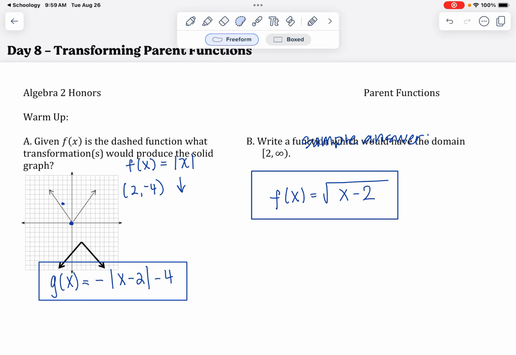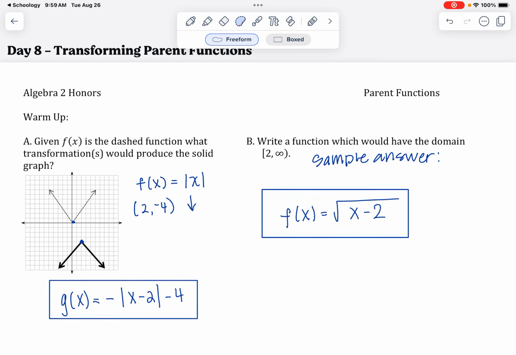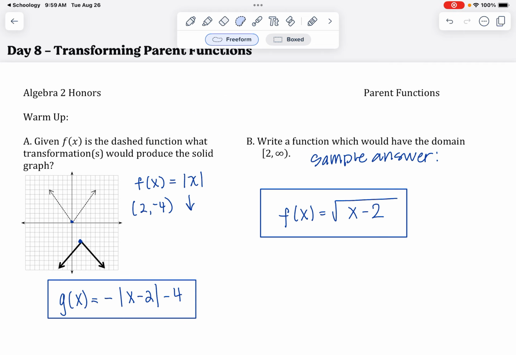All right, so here are my answers. I was like, where did those dots go? There we go. They were on the vertices. So check to see how you did, and let's move on to today's notes.